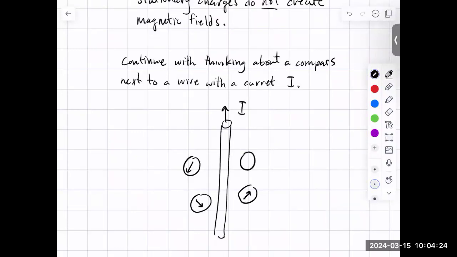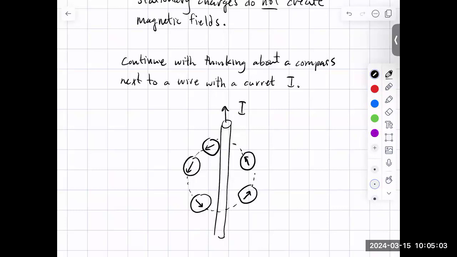And then we move it a little bit behind, and let's place one last one. This one's supposed to be a little bit behind the wire. And if we look at all the orientations of the compass needle, we can draw a dashed line that shows roughly the path that they're following. And what we would discover is that these magnetic field lines, which are causing the compass needle to change its orientation, are looping around the wire.